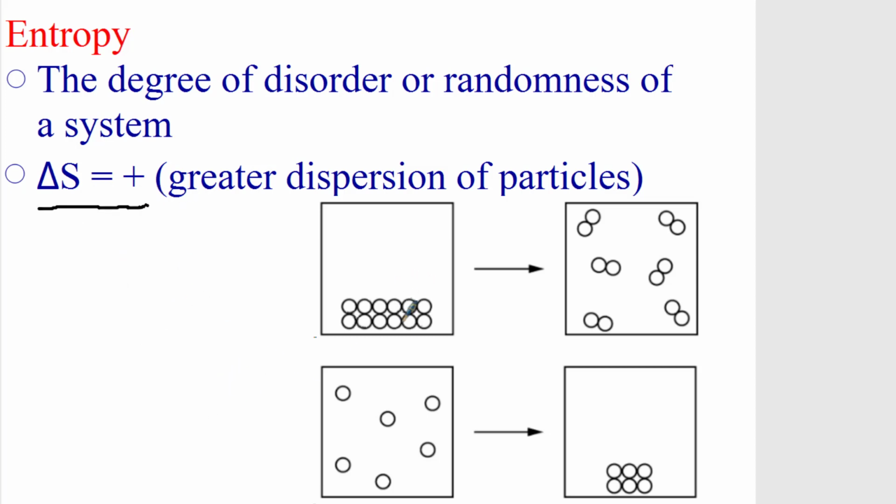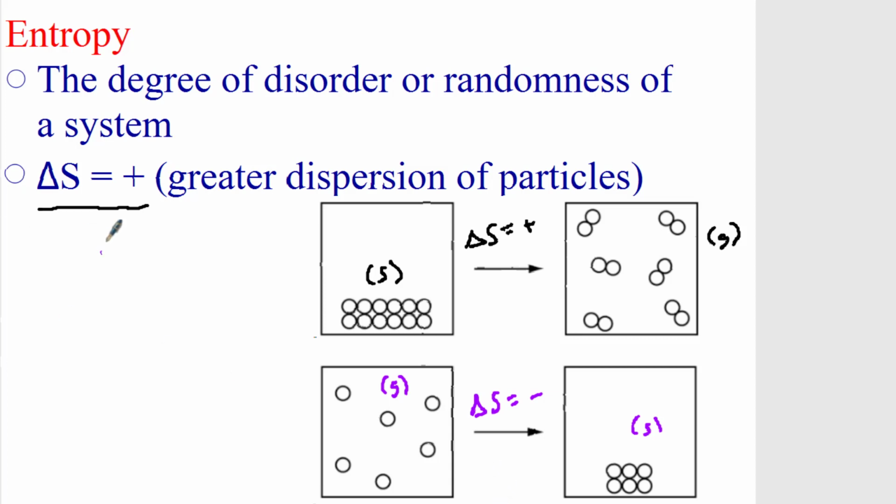So you can see how we're going from definitely a solid to definitely a gas here, which means our delta S, not delta H, our delta S is going to be positive because we have a greater dispersion of particles. But take a look at the second example. The second example is we're going from a gas to a solid. That's less dispersion of particles, which means your delta S would be negative for this example.